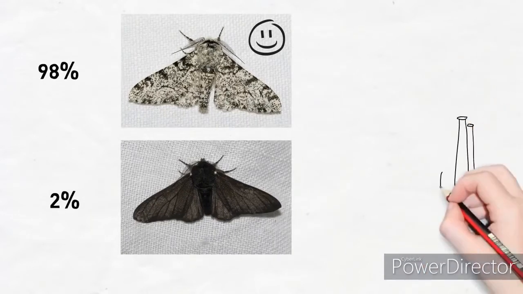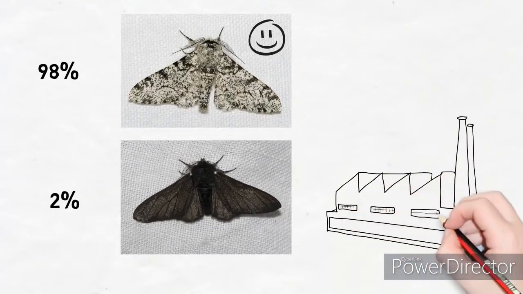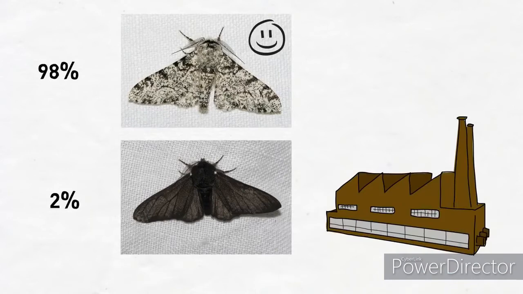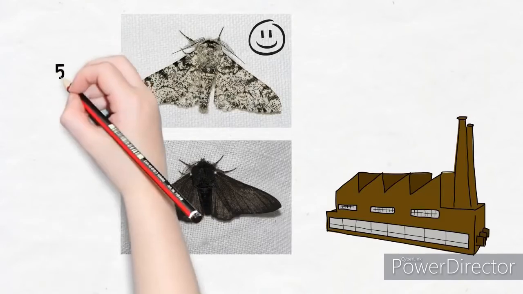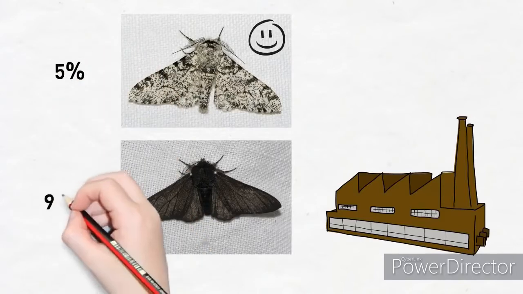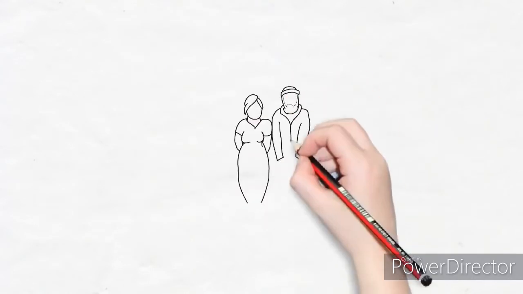Then came the factories and the smoke of the Industrial Revolution. Many trees turned black with soot, and suddenly it was the dark moths who were able to survive better in their environment. By 1895, the dark peppered moths made up 95% of the population. That's quite a turnaround. The process of natural selection usually takes much longer, but this is a good example of how it works. What about us humans?